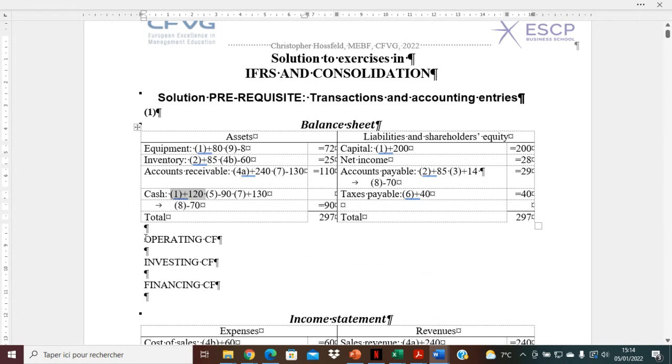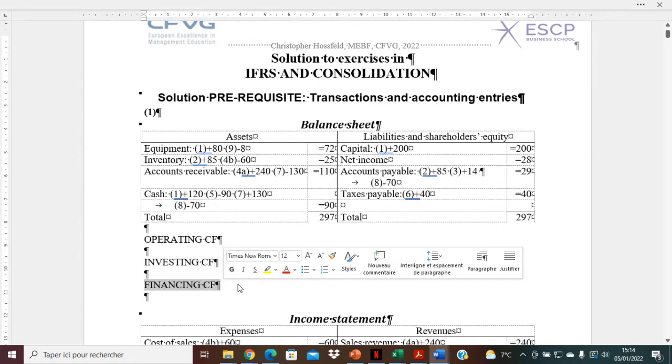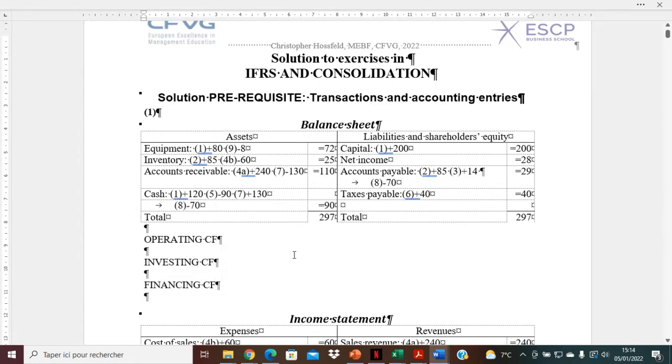So does that mean we have here an operating cash flow, an investing cash flow, or a financing cash flow? What do you think? Receiving money from shareholders. Yes, Dongfang, it's a financing cash flow. That means here in the financing section, I would put plus 120.